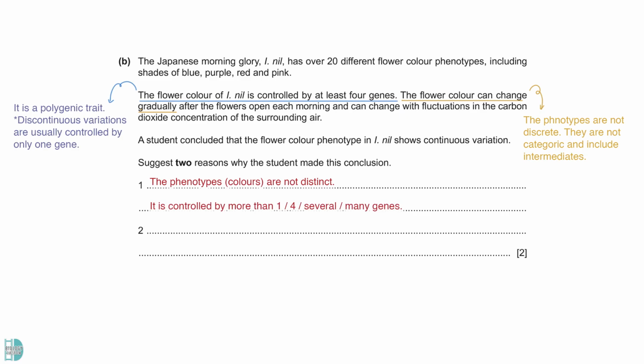Besides, it's a polygenic trait. It is controlled by more than one gene. Discontinuous variations, on the other hand, are usually controlled by only one gene. Lastly, continuous variation is usually affected by the environment. The question mentioned that the carbon dioxide concentration of the surrounding air can cause a change in the flower color.